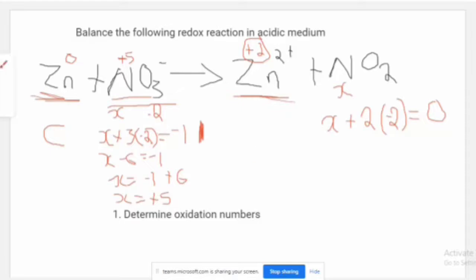So are you able to see the difference between these two equations? This equation here and this equation here.